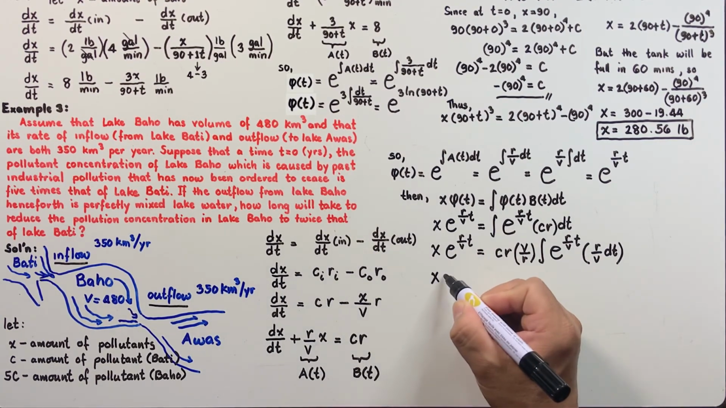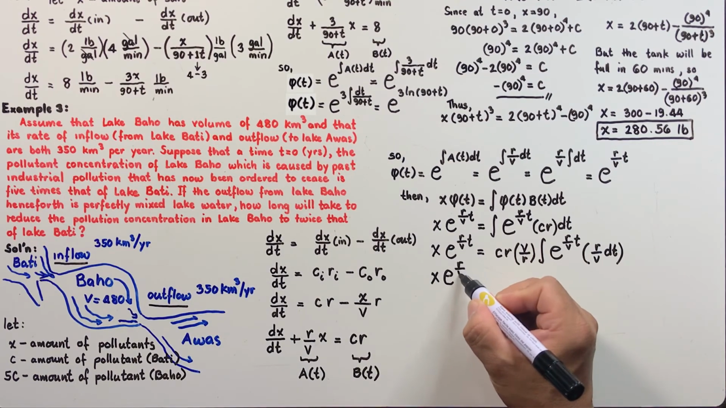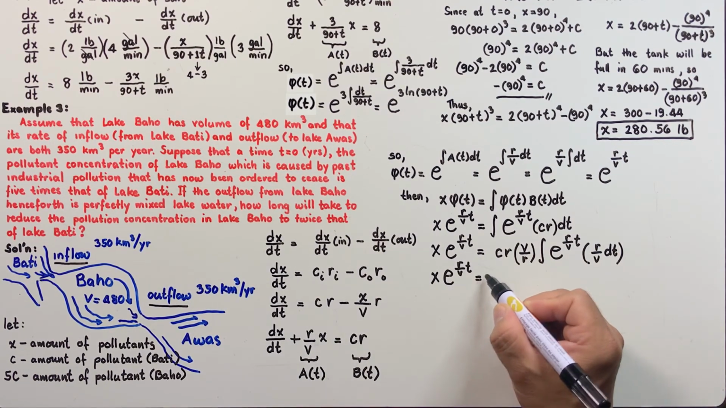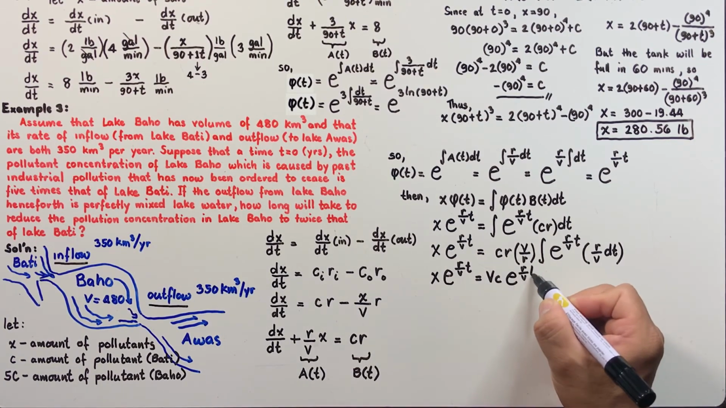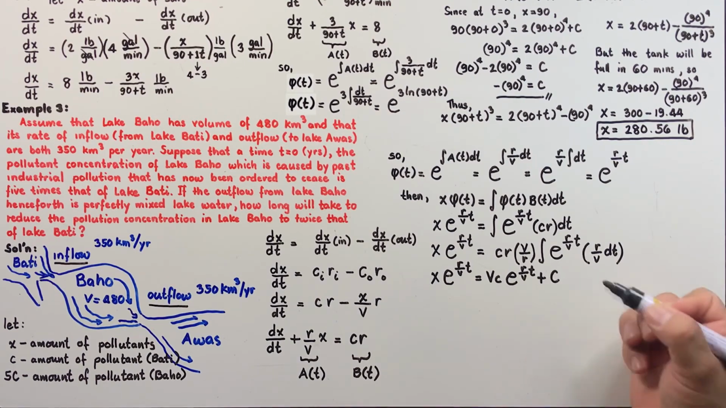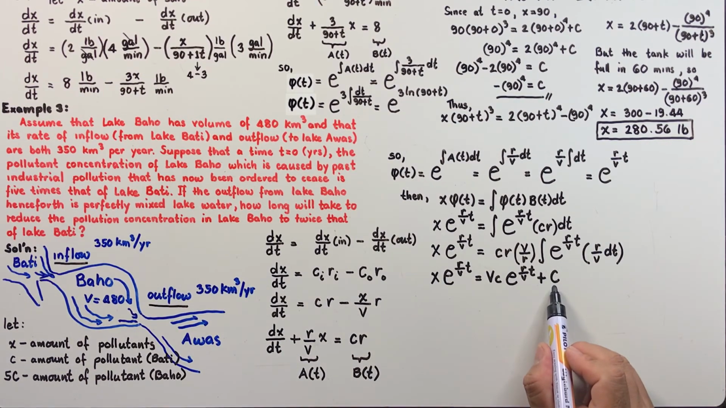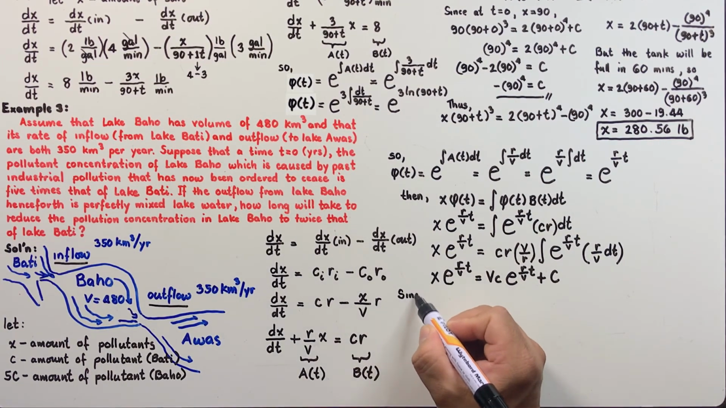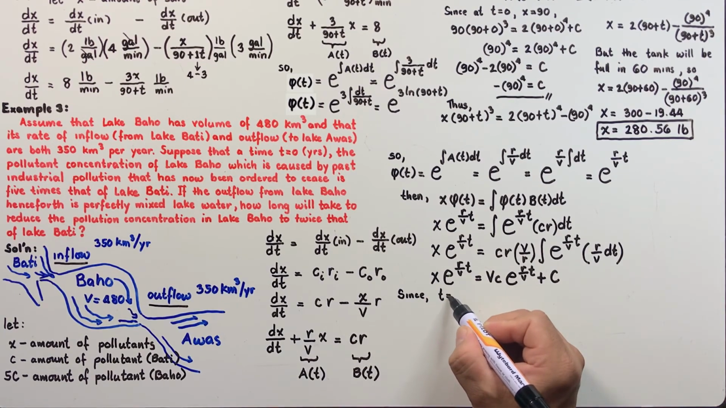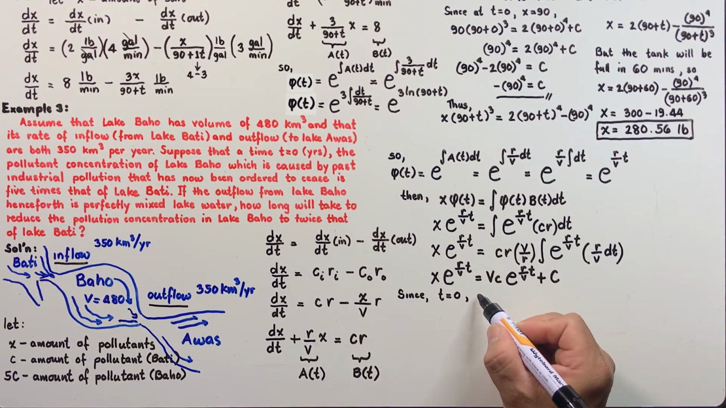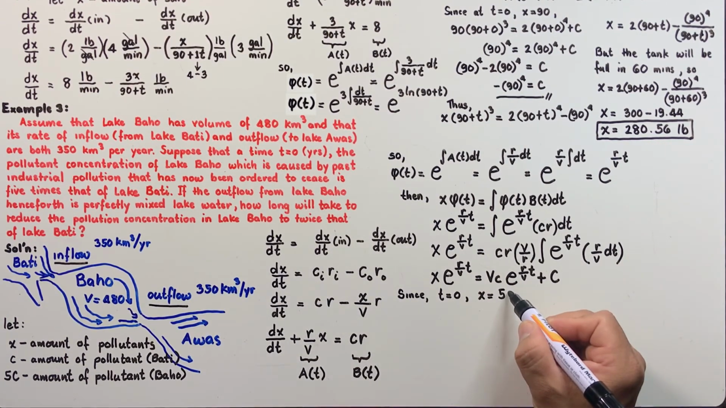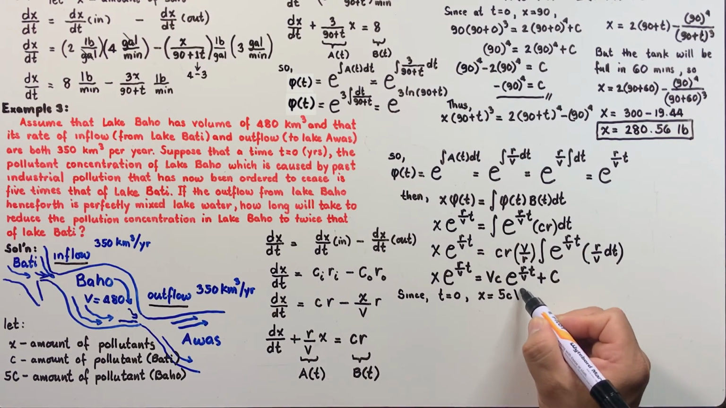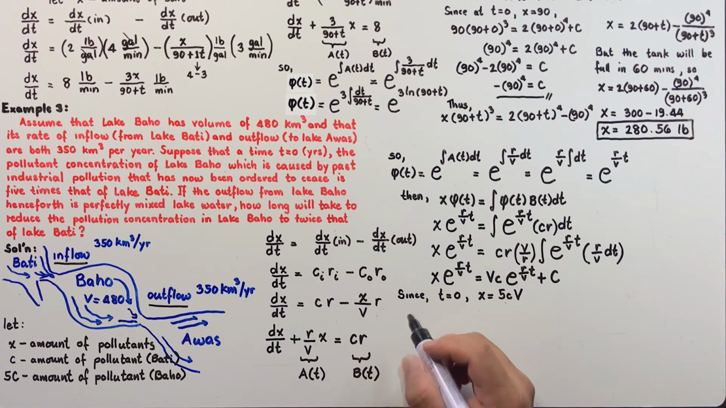So we have x times e to the power r over v t, which is equal to vc times e to the power r over v t plus the constant of integration c. Now we can solve for this c if we use a boundary condition from the problem. And the boundary condition that we know is that at the time 0, meaning at the start, the amount of pollutants in Lake Baho is 5 times the amount of pollutants of Lake Bati here. And we can substitute this x here to our equation.